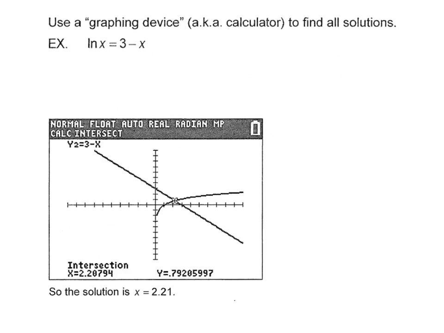Use a graphing device to find all solutions. Some textbooks call graphing calculators a graphing device. So we're going to solve this with a calculator. Natural log of x equals 3 minus x. The way you'll do this is when you push y equals on the calculator, in y1 you'll put what's on the left side of the equation. In y2 you'll put what's on the right side of the equation. And then when you graph it, you can just use the zoom standard window for this.